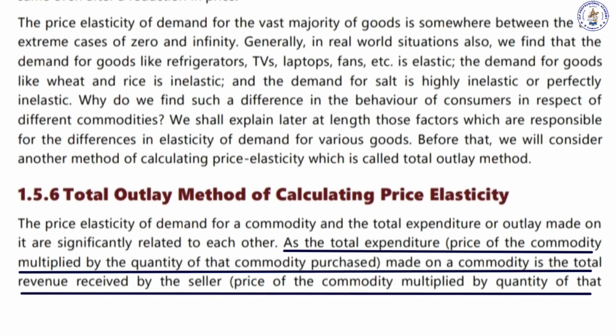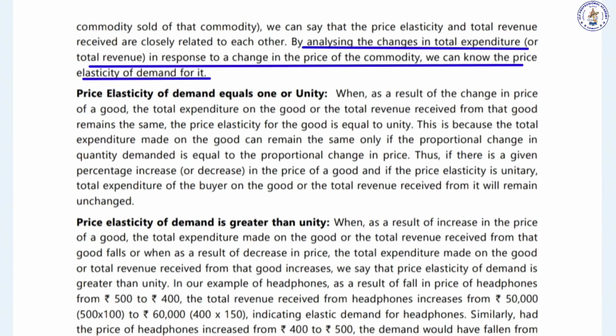The total expenditure is nothing but the price of the commodity multiplied by the quantity of the commodity purchased, and it is related to the total revenue received by the seller. That means the number of commodities sold multiplied by the price paid for the commodity. By analyzing the changes in total expenditure or total revenue in response to a change in price, we can understand the price elasticity of demand.